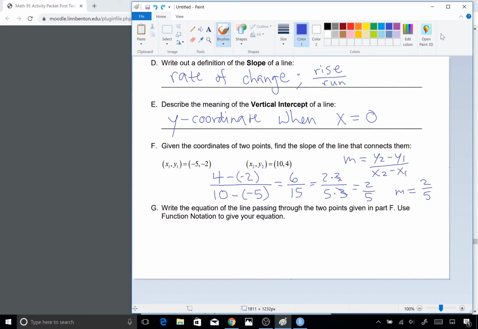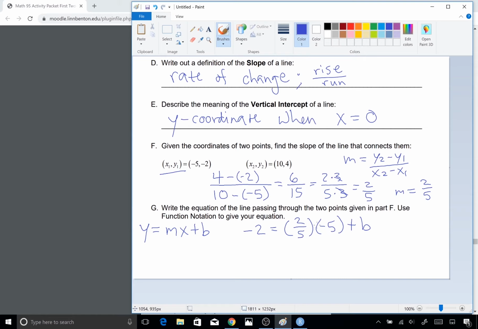For g, we need to find the equation of the line. We need y equals mx plus b, where m is 2/5. To find b, we just plug in one of these 2 points. It doesn't matter which, (x1, y1) or (x2, y2). I'll use this one. We have y equals negative 2 equals m, which is 2/5, times x, that's negative 5, plus b.